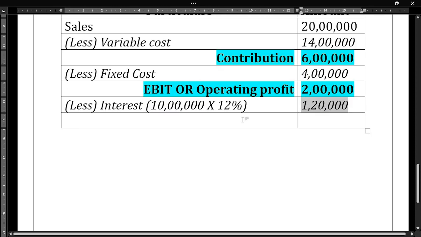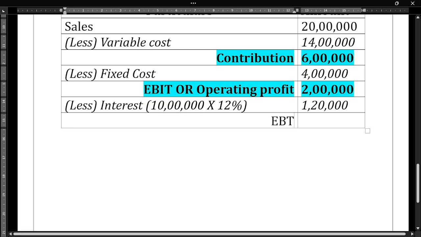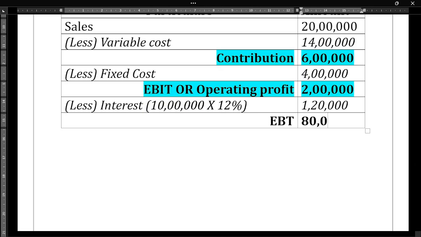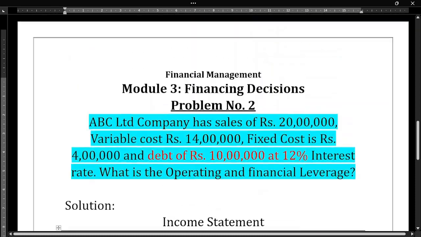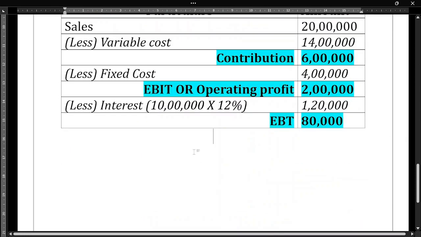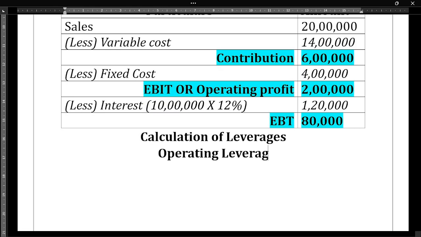So then what do we get? That time we will get EBT. EBT is also known as earnings before taxes. So how much is the EBT here? It is 80,000. So they have asked us to find in this problem the operating leverage and financial leverage. So here we will write the heading calculation of leverages. First one is operating leverages.